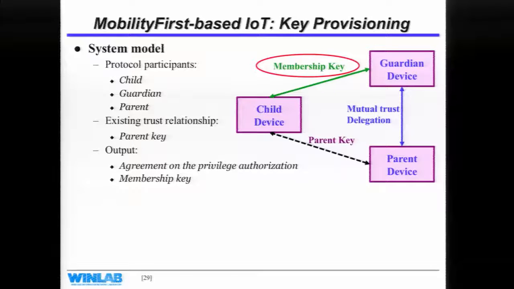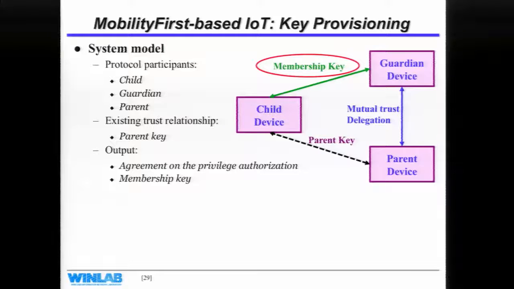And the third party is the parent, which shares a pre-existing trust relationship with the child in terms of a symmetric parent key. But the parent cannot talk to the child directly. All the communications have to go through the guardian. Both the guardian and the parent are powerful enough to handle certificate processing or asymmetric computations. However, the child does not have such capability.